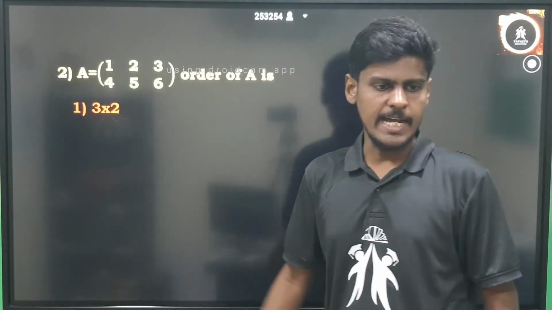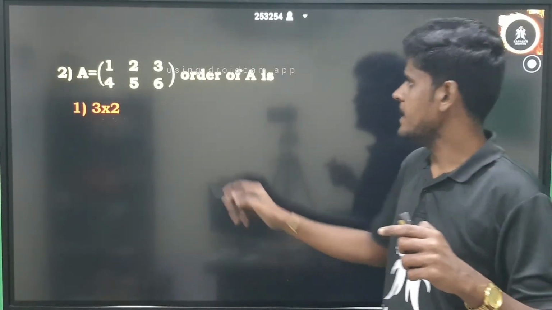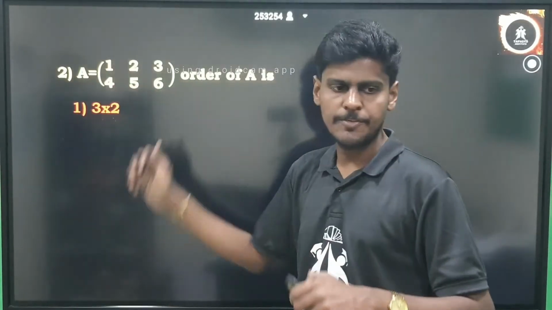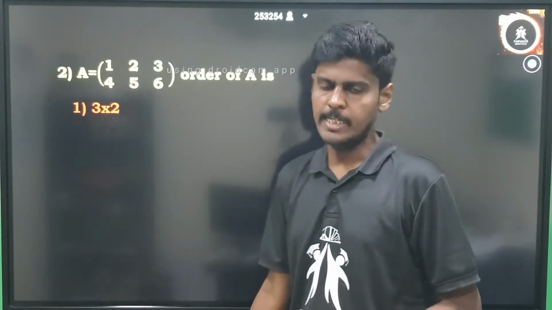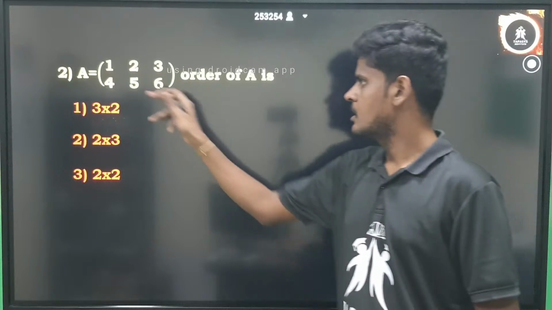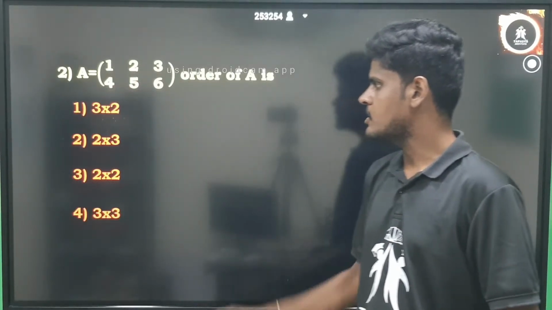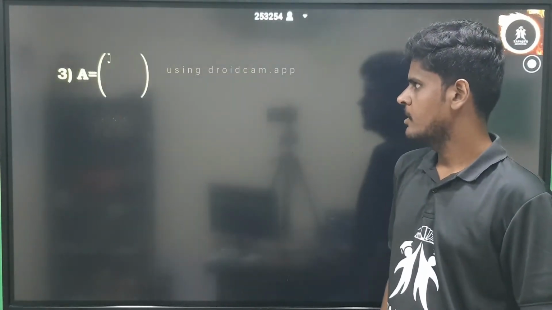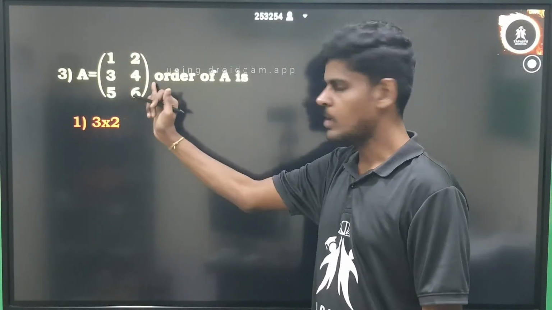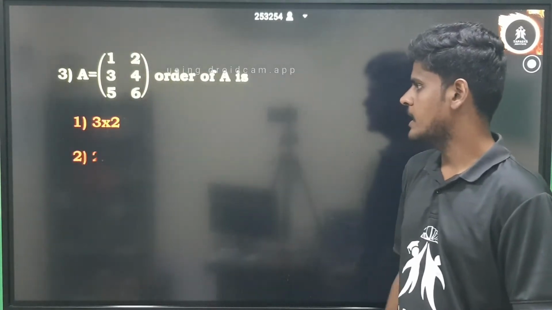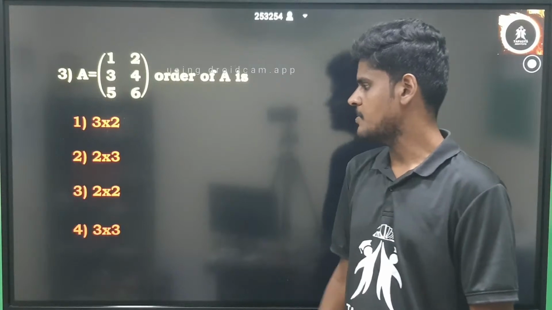Order of matrix. Again, order of matrix is written as number of rows by number of columns. So how many rows are there? 2. Number of columns? 3. So the answer is 2 cross 3, that is 2 by 3. Again, what is the order of this matrix? 3 rows, 2 columns. That means order is 3 by 2. That is the first option.